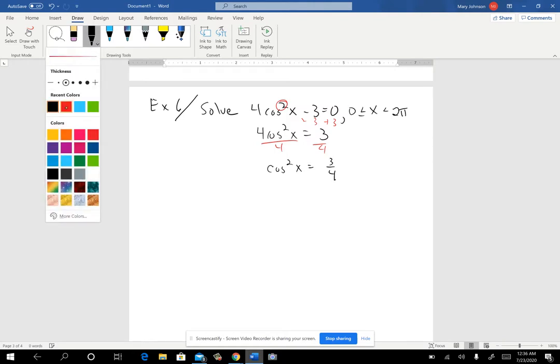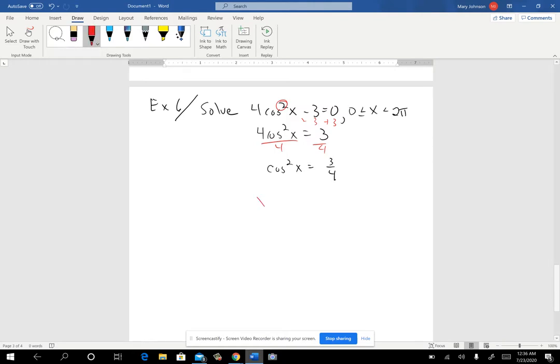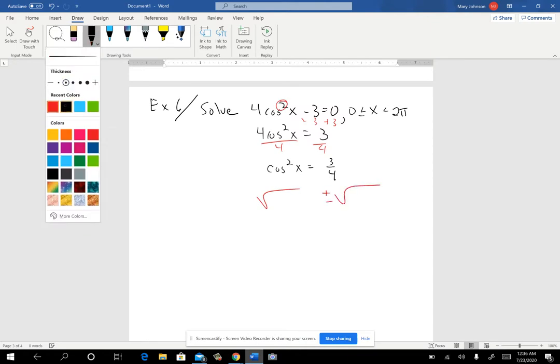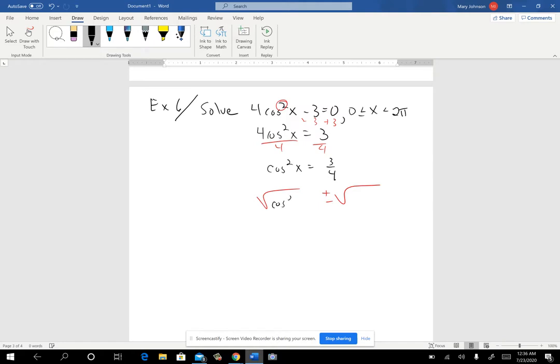So now I'm going to square root both sides. Don't forget there's plus or minus on that side. And so I'm going to have cosine x equaling positive or negative square root of 3 over 2. So you want to separate that so you can think about it independently.